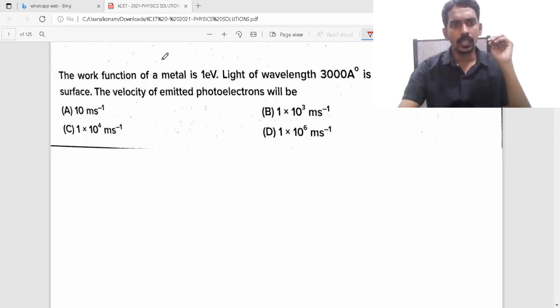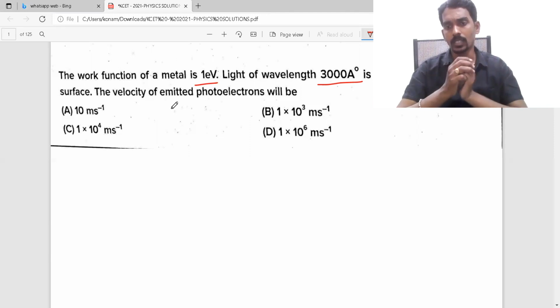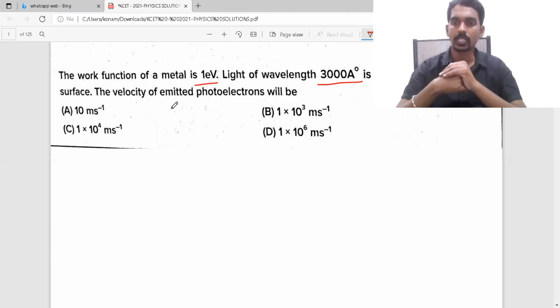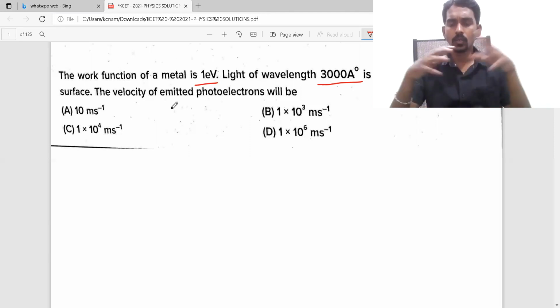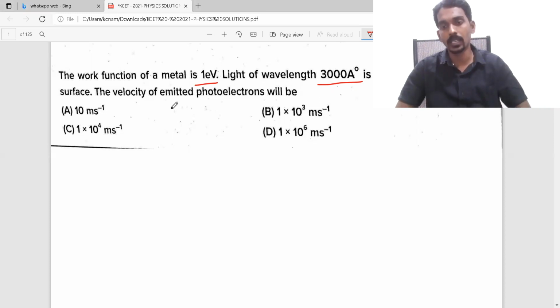Here, they have given the work function of the metal as 1 electron volt, and light of wavelength 3000 angstroms is incident on this metal surface. The velocity of the emitted photoelectrons will be? See, when you consider Einstein's photoelectric equation, you have one equation: the maximum kinetic energy equals E minus phi. E is the photon energy, phi is the work function.